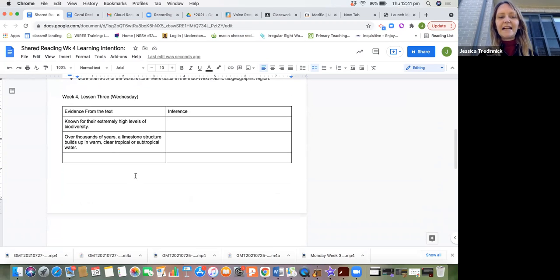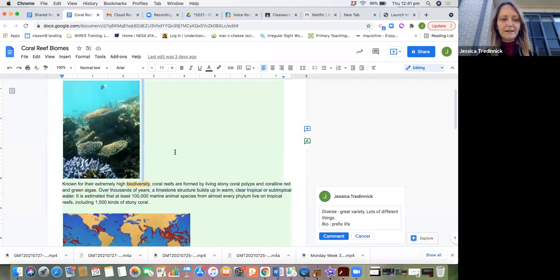So what I did today was I actually found some pieces of writing in my text. That's the evidence. So I've said known for their extremely high levels of biodiversity. That's the evidence because it's what the text says. If I go back, my first sentence is that known for their extremely high biodiversity. Now I need to infer what that means. So a lot of inferring work of information text is actually just working out what it means.